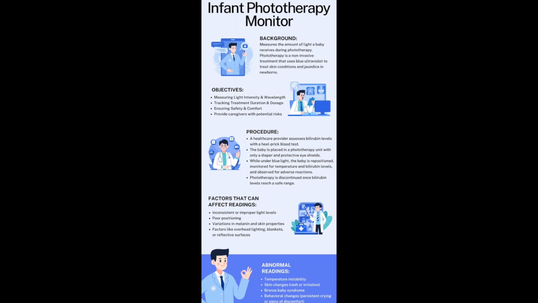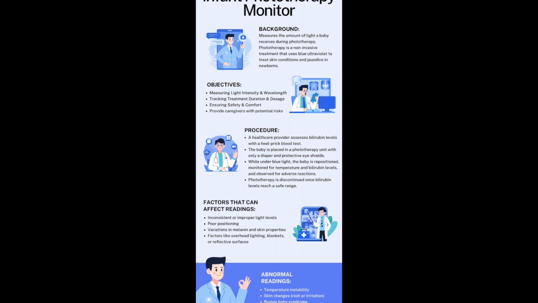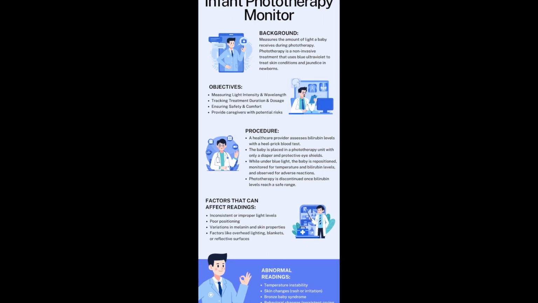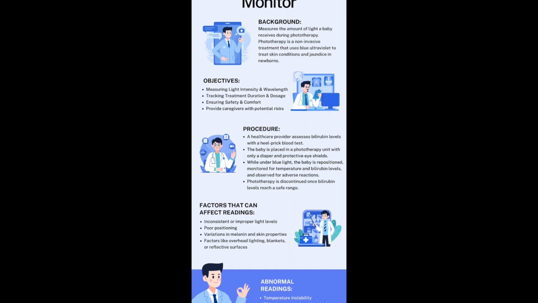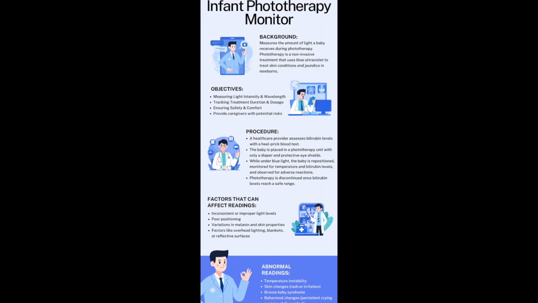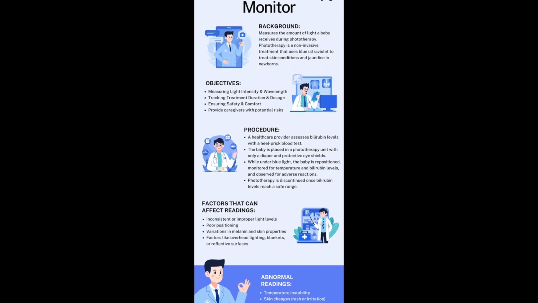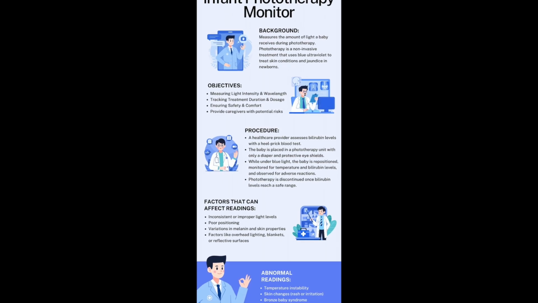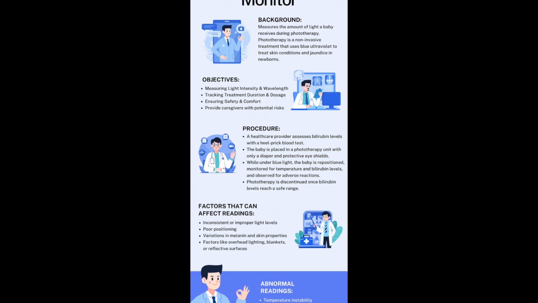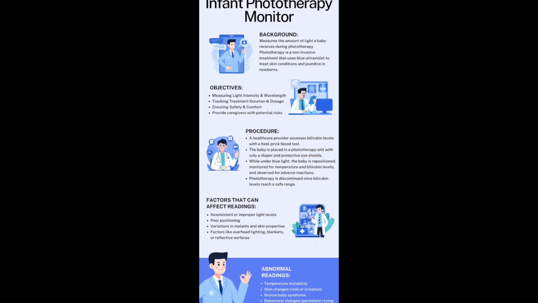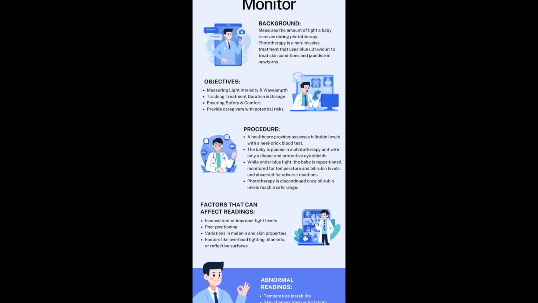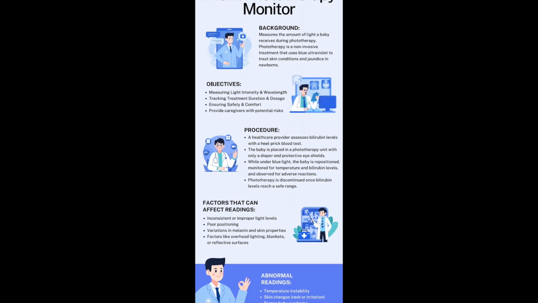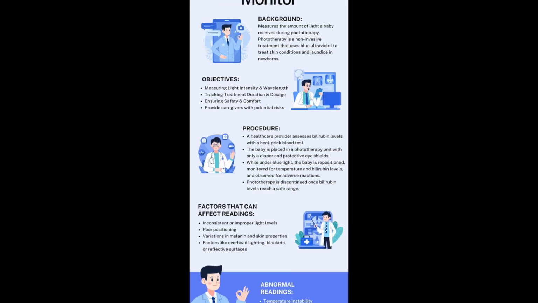The third step is light exposure. Position the baby under the blue light source, ensuring maximum skin exposure. Regularly reposition the baby to expose different areas of skin to the light. The fourth is monitoring. Monitor the baby's temperature closely. Regularly check bilirubin levels through blood tests to assess treatment effectiveness, and observe any adverse reactions like skin rash or discomfort.